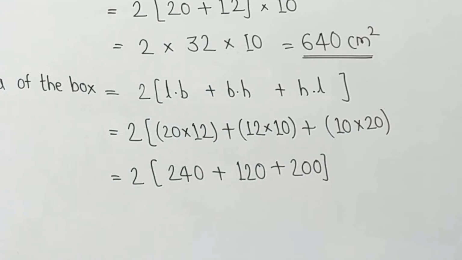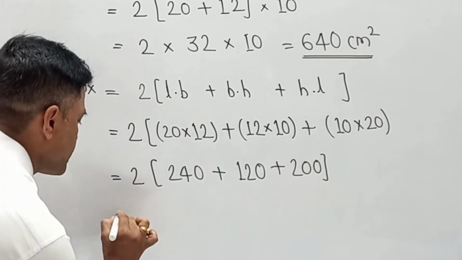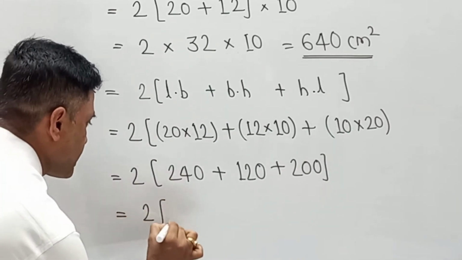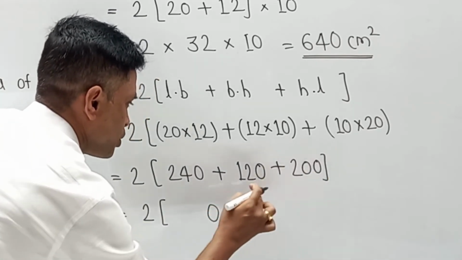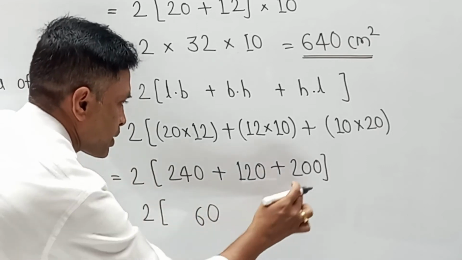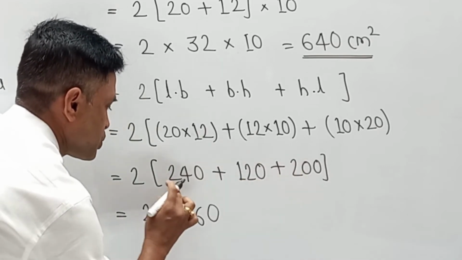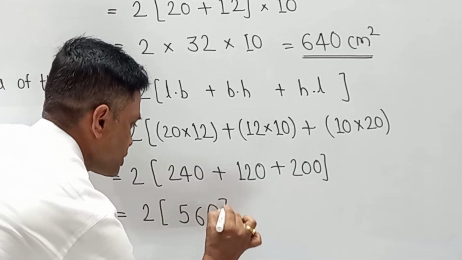Now next step for simplification. So the part is 2 into bracket 0, 0, 0. So it becomes 0. 0 plus 2 plus 4 means 6. And 2 plus 1, 3. 3 plus 2, 5. Means it becomes 560.